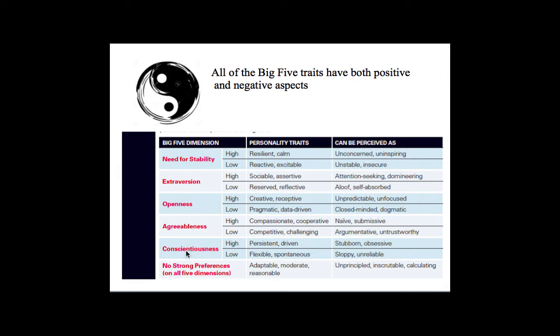I'm looking here at this conscientious one. High conscientious: persistent and driven, but if you go overboard, they can be stubborn, workaholics, obsessive, right? At the same time, great things get done through people who really go all in. Think Elon Musk, right? Total workaholic. Low conscientiousness: flexible, spontaneous, but then sloppy and unreliable.